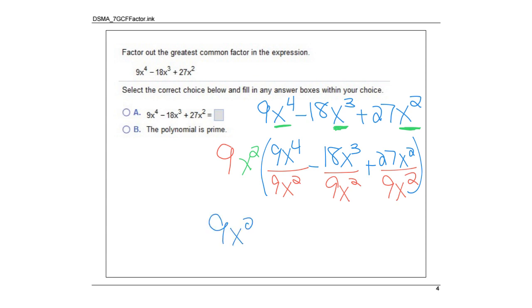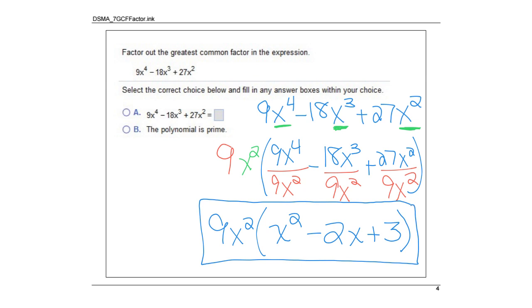So the 9x squared is going to stay out front. On the first one, 9 over 9 is 1. X to the fourth over x squared gives me x squared. On the second one, 18 divided by 9 is 2. X to the third power divided by x squared leaves me with just 1x. And then finally, 27 divided by 9 is 3. X squared over x squared is 1. And so I am done. And then you could, of course, check your work. You could either just eyeball it using distributive property, or you could write it out and check your work. That helps just in case you're not confident about your exponents.